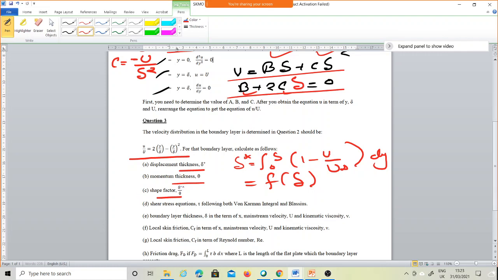So delta star is also a function of delta, that is, the displacement thickness depends on the boundary layer thickness. Momentum thickness also depends on boundary layer thickness. For the momentum thickness, you already know the relationship is something like u by capital U, and then 1 minus u by u infinity, and then dy. The main thing is you need to substitute this u by capital U here. So you will have 2 y by delta minus y by delta whole square. Just simplify it and you can solve the problem.